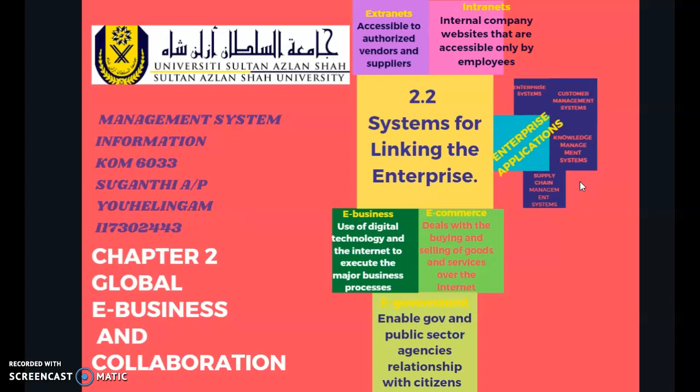Enterprise applications are designed to coordinate multiple functions and business processes, and enterprise systems are one of the applications that help in linking the enterprises.